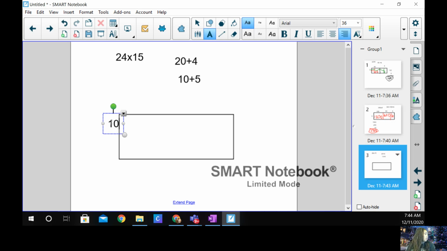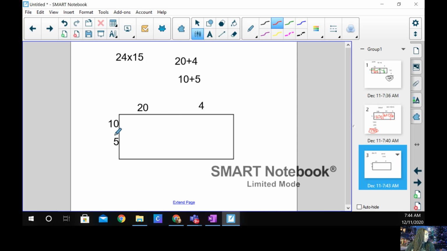And then I am going to put my 10 and 5, right? And then I'm going to put my 20 here. And I want to put my 4 here. And this is where I have to draw my line across because we have to separate.